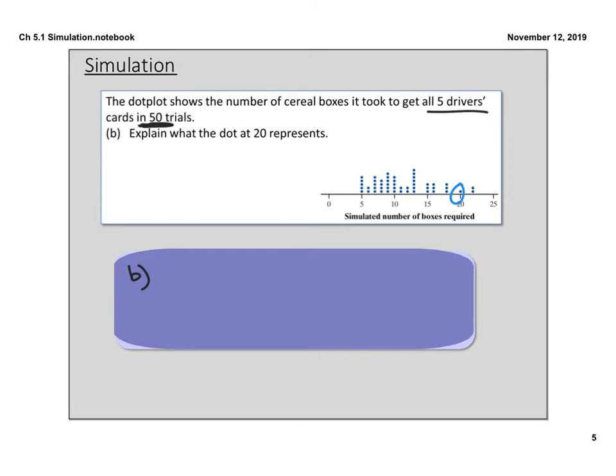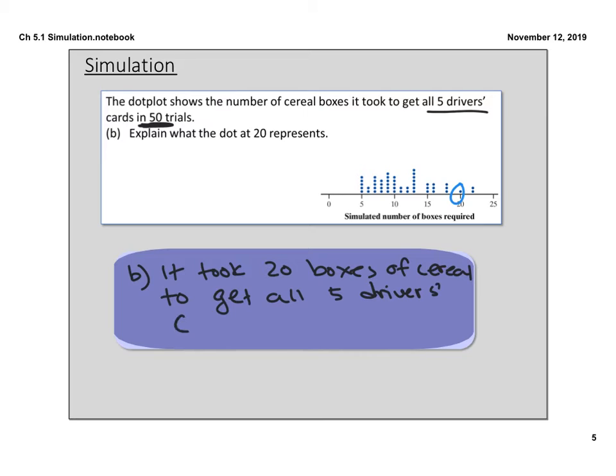That dot at number 20 tells me that it took 20 boxes of cereal to get all 5 drivers' cards. Okay.